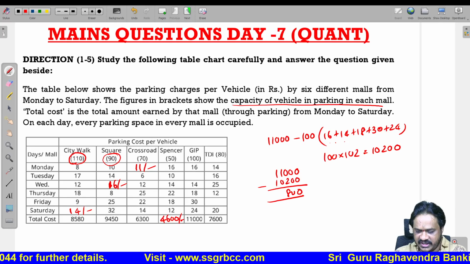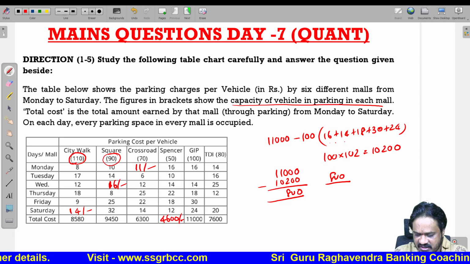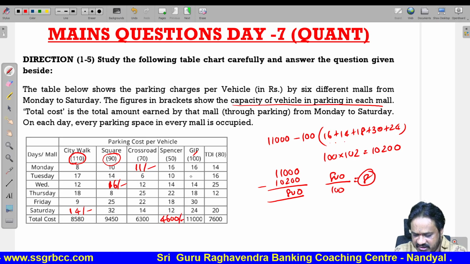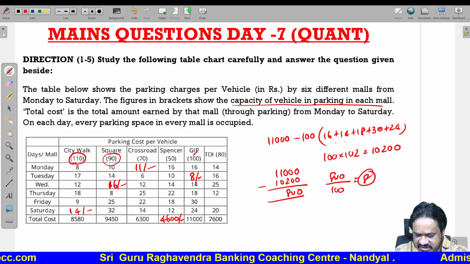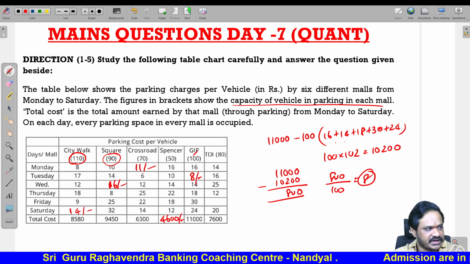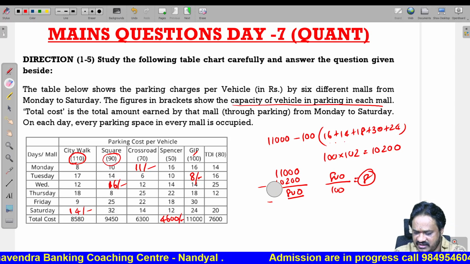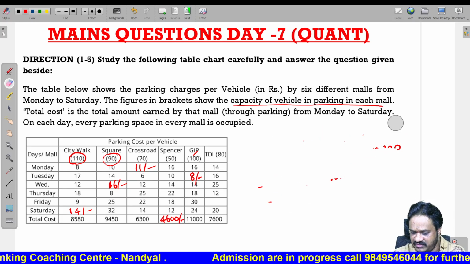That will give 800. This 800 is the amount collected for 100 vehicles. So each vehicle parking cost is 8 rupees. Now let us see the next one. That is TDI. Now I am doing TDI mall.